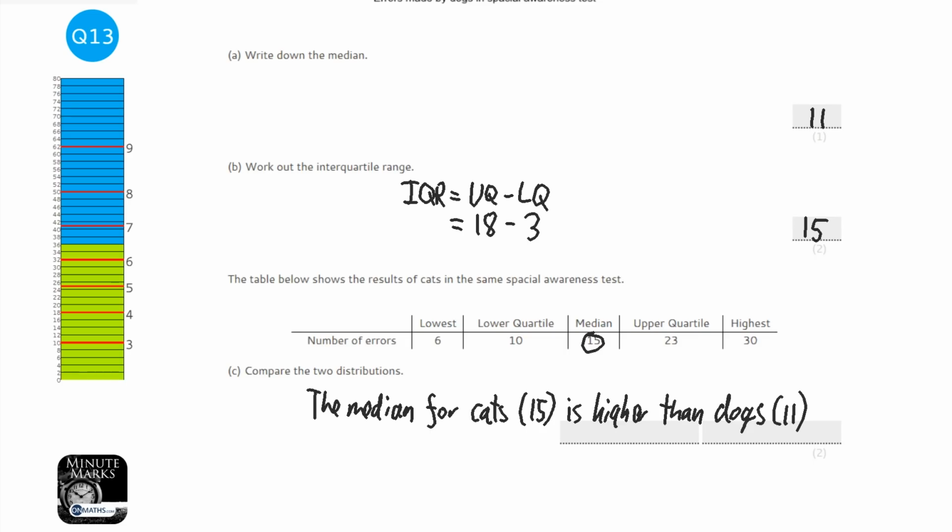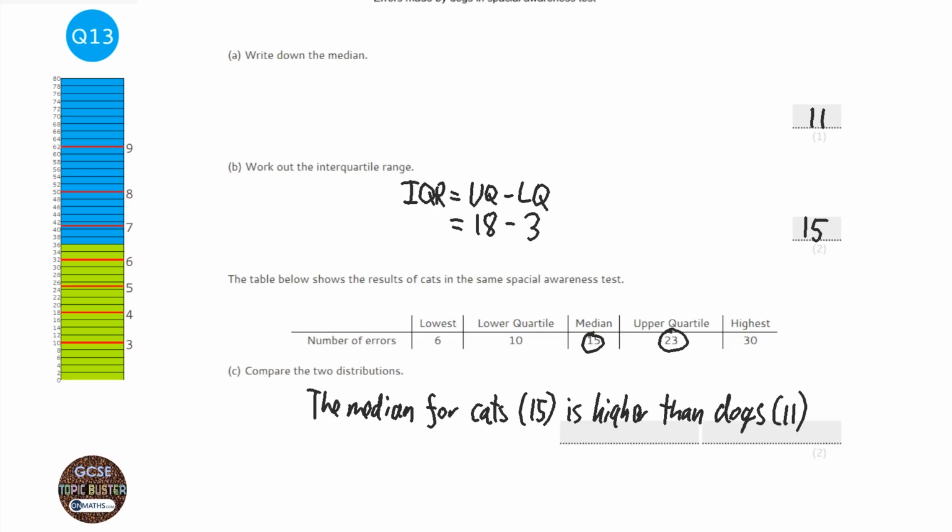Now you can also say on average they're higher because the median is 15 for the cats and only 11 for the dogs. As long as you're comparing the medians and saying which one's higher, or maybe they're the same. Okay, the interquartile range for the cats is 23 and for the dogs is 15, and the next thing you need to compare is a range.